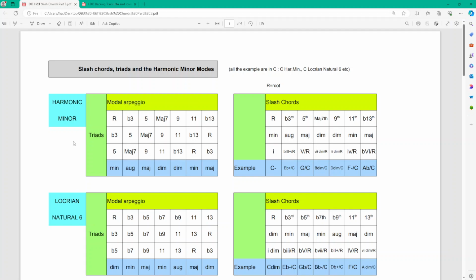So again, these tables are kind of like a dictionary that you consult when you want to develop slash chords starting from a melodic idea.